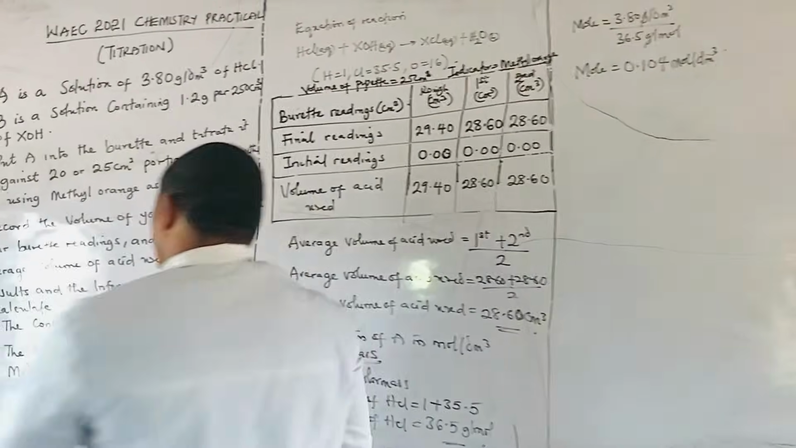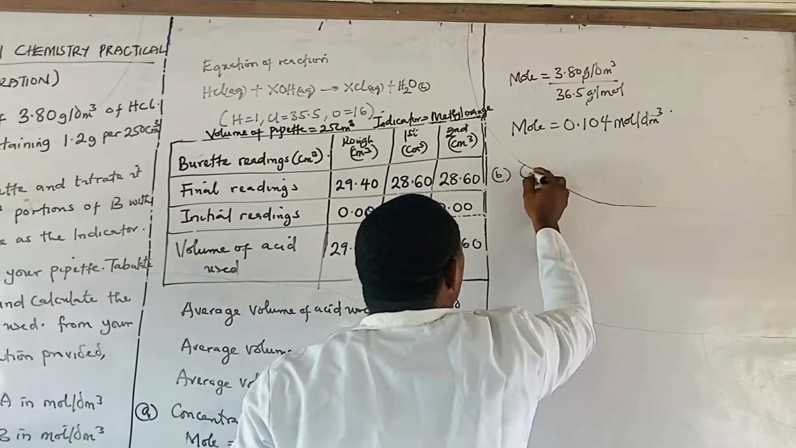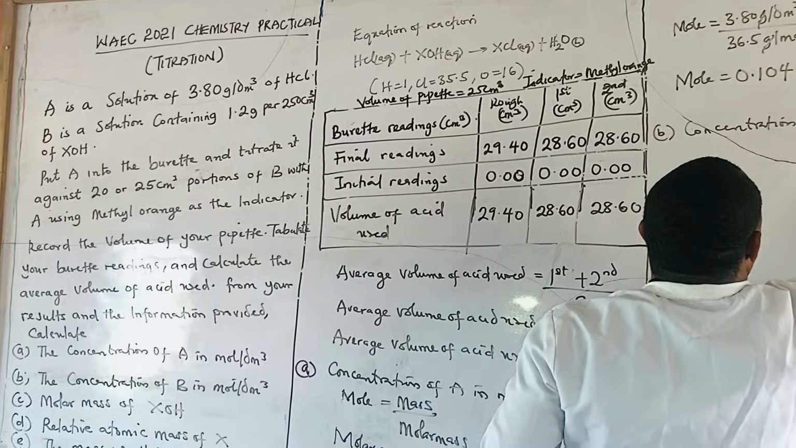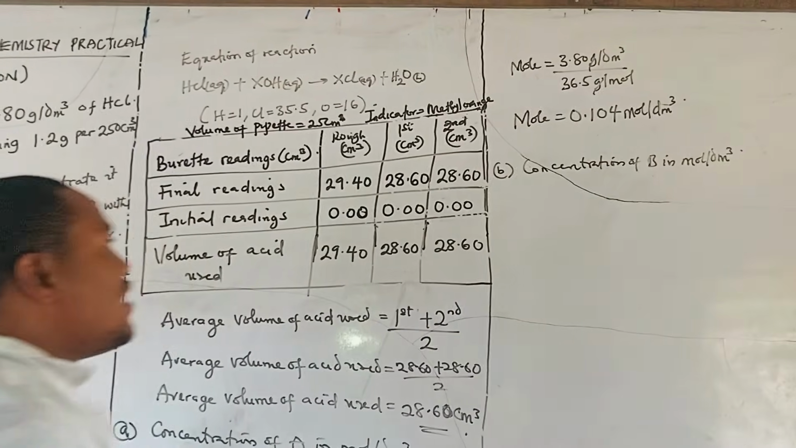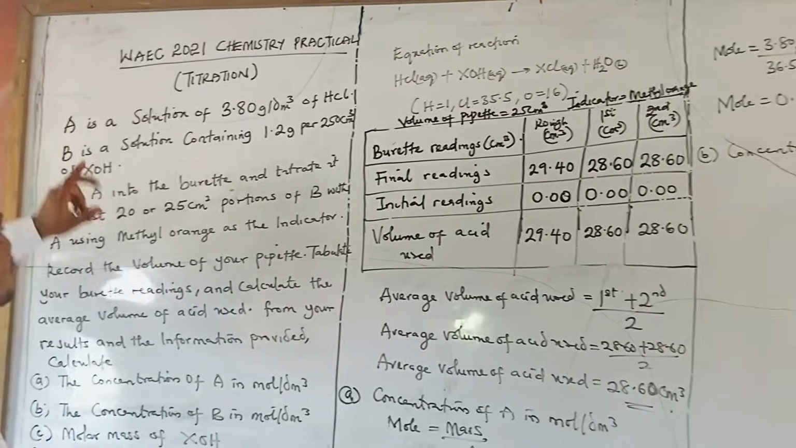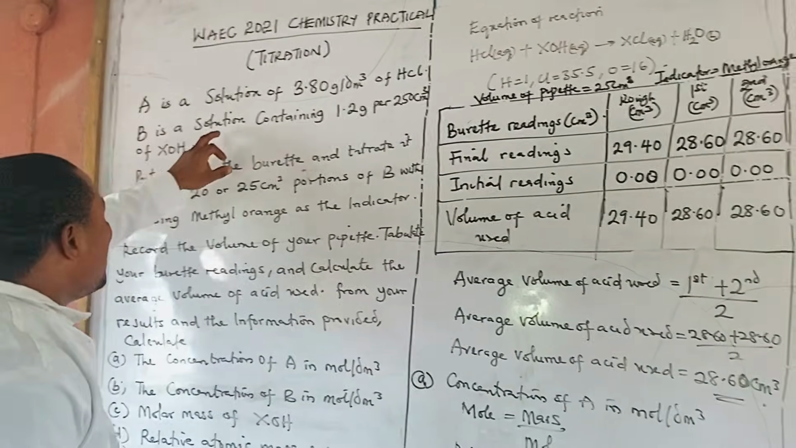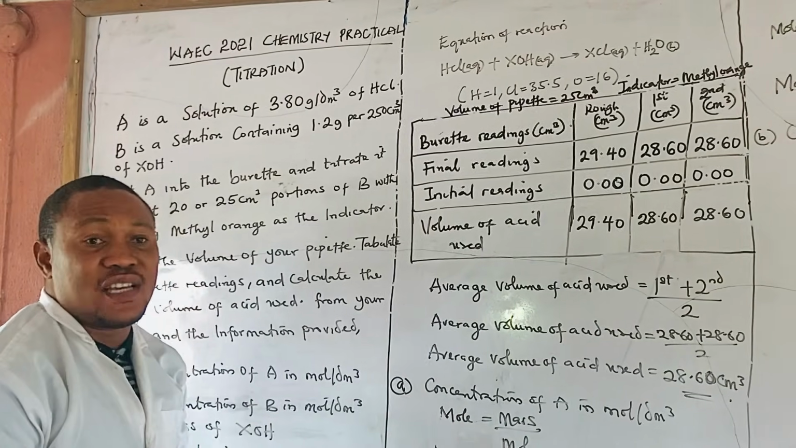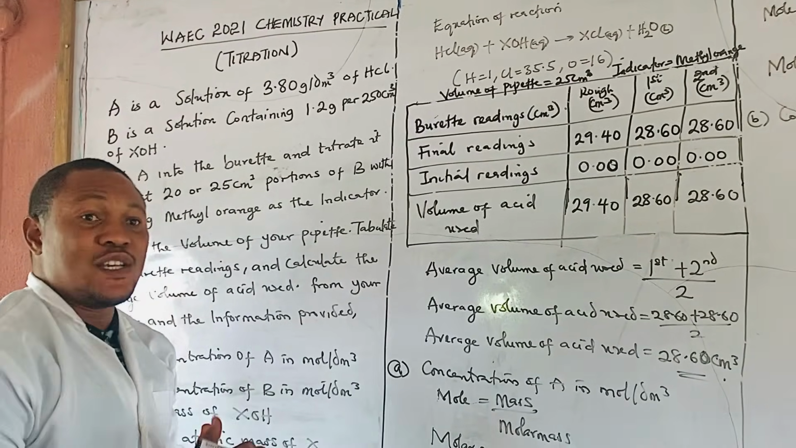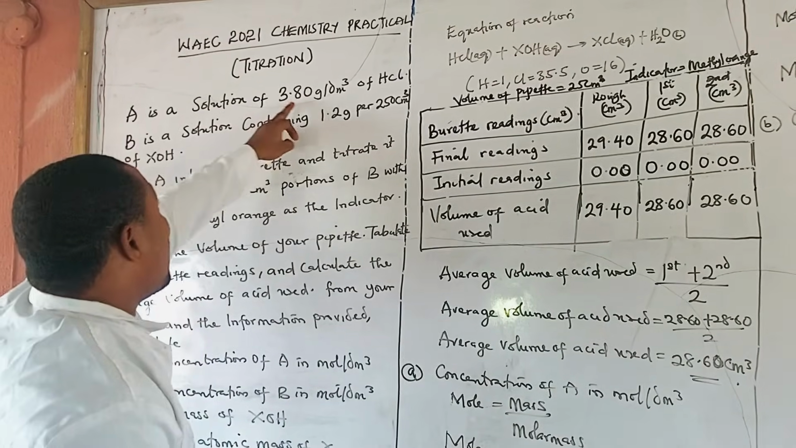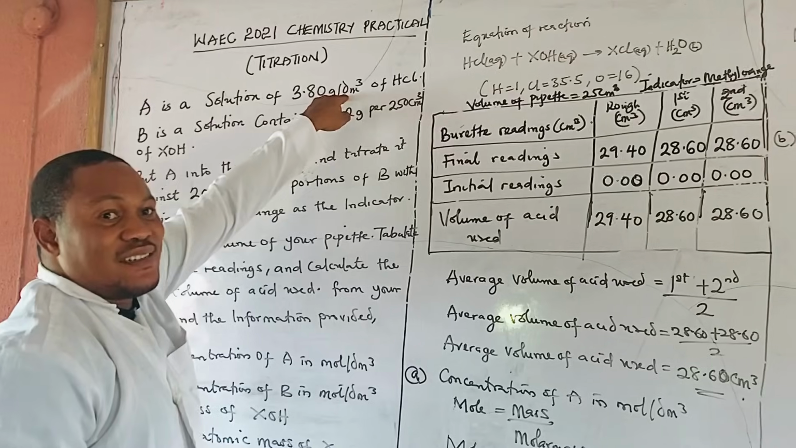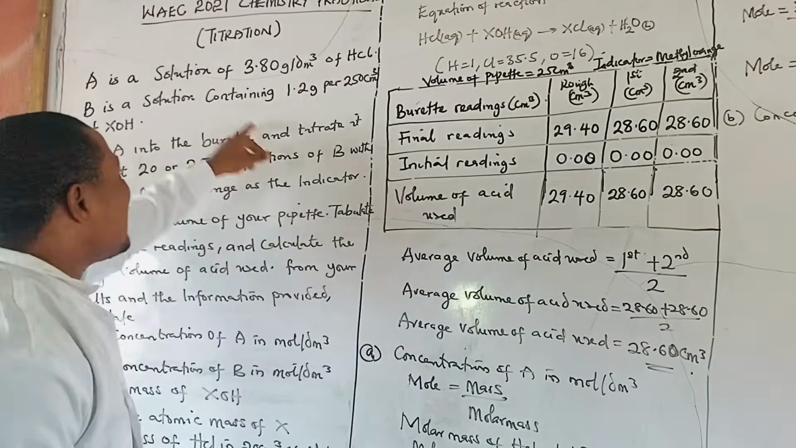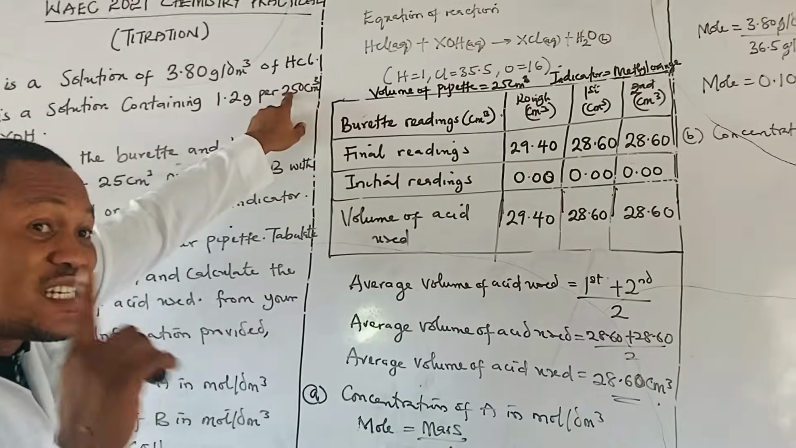Question 1. So now the B, they said concentration of B in mole per dm cube. Now let's look at this. Concentration of B, please pay attention to this. They give us B. The B is a solution containing 1.2 gram per 250. When you are preparing solutions in the chemistry laboratory, what we do is we prepare them in 1 dm cube. Like this one now, look at the 3.80 gram per dm cube, meaning this particular mass is dissolved in 1 dm cube, which is 1000 centimeter cube. But here, they dissolved 1.2 gram in 250, which is not the standard measurement.